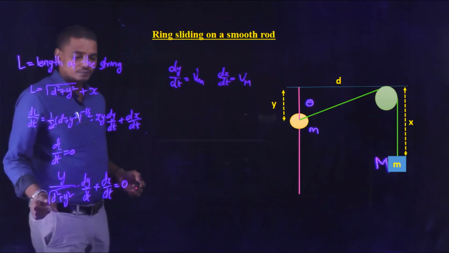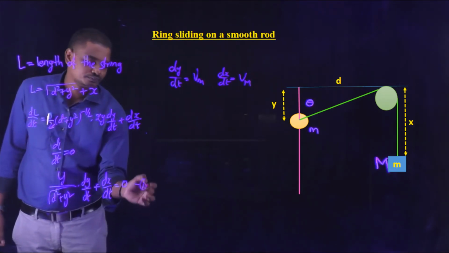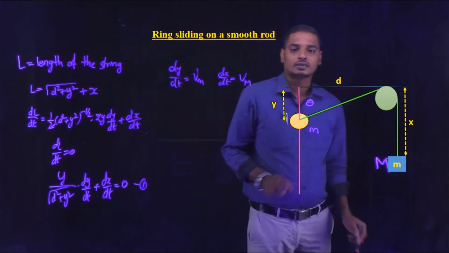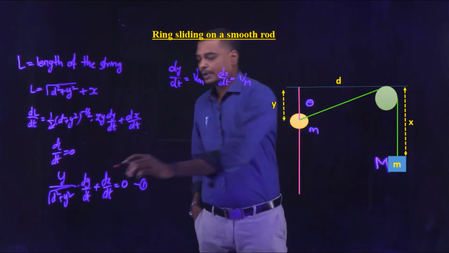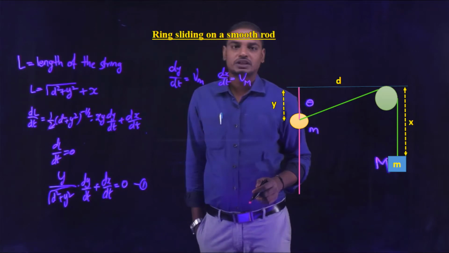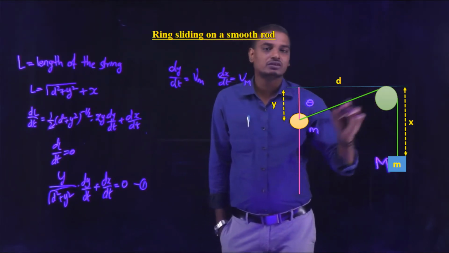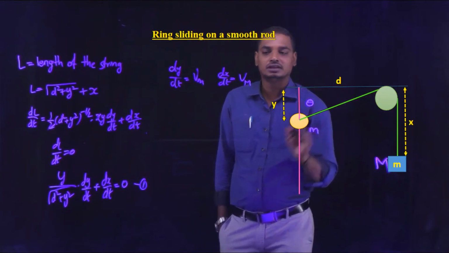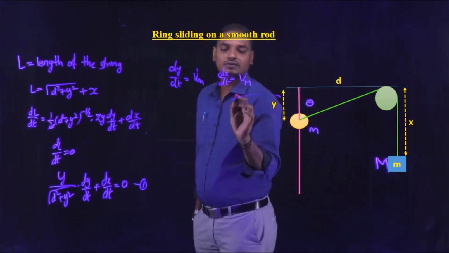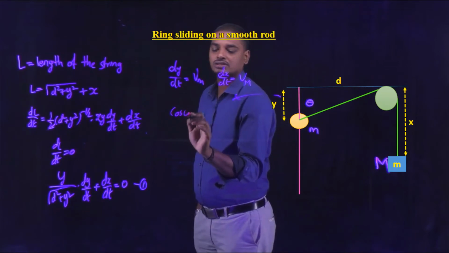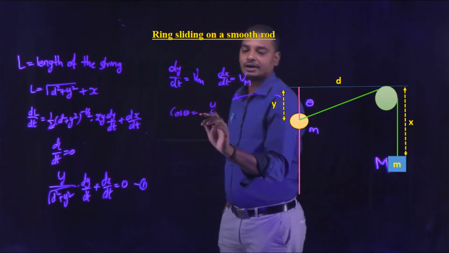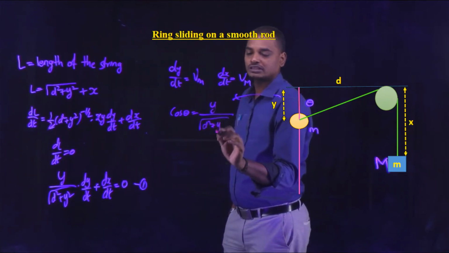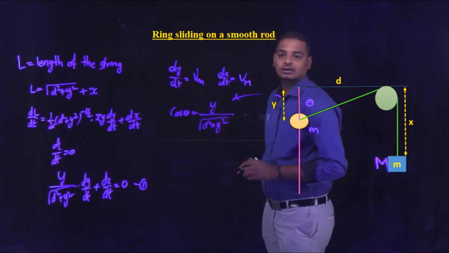Let this equation be 1. Now you can see from this right angle triangle, y by root over d square plus y square, where root over d square plus y square is nothing but this hypotenuse and y is the adjacent side. So from this triangle we can write cos theta is equal to y divided by root over d square plus y square. Right or not?